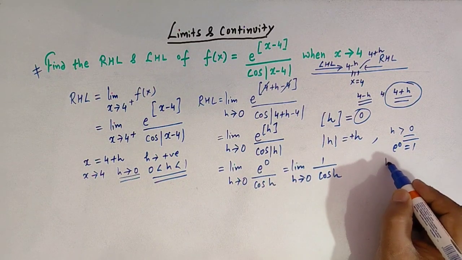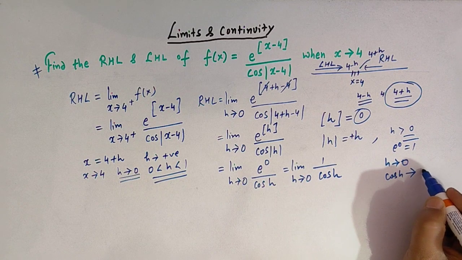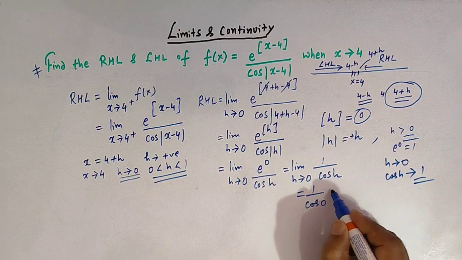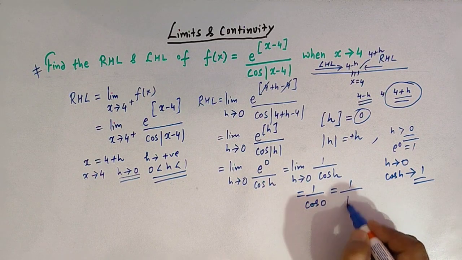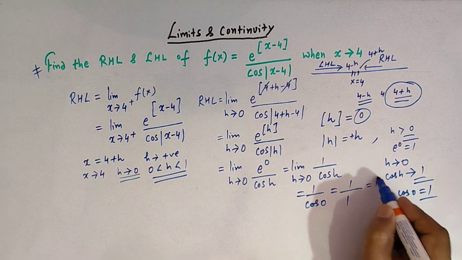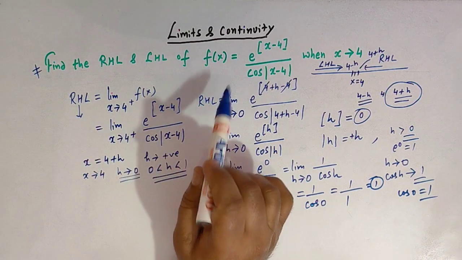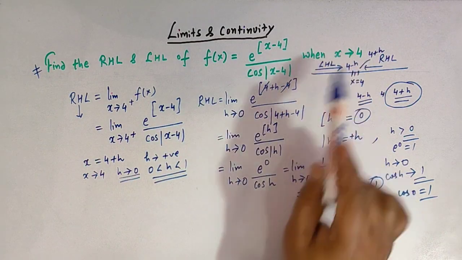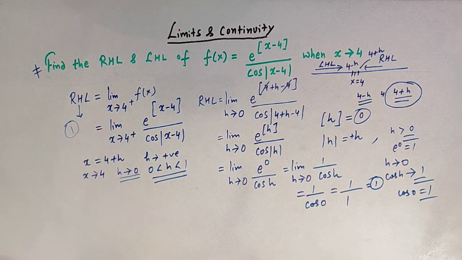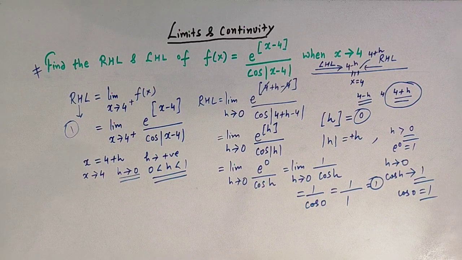So now when h tends to 0, cosine of h tends to 1, right? So here we have 1 over cosine of 0. So we have 1 over 1, because cos of 0 is equal to 1. So that is equal to 1, right? So the right hand limit of this function when x approaches to 4 is equal to 1, right? Now let us find out the left hand limit.